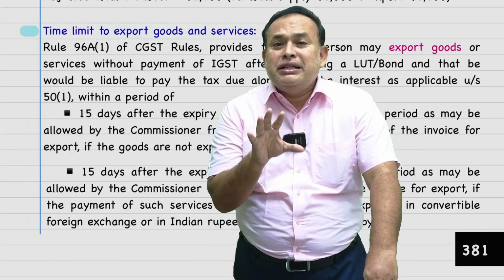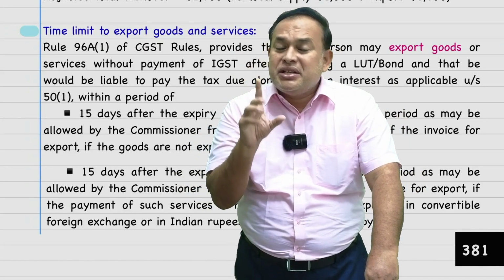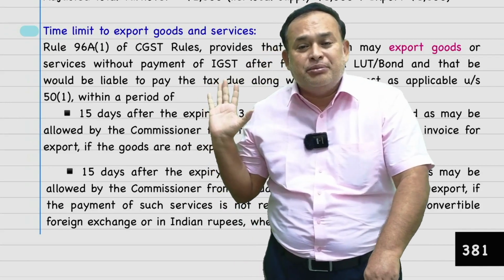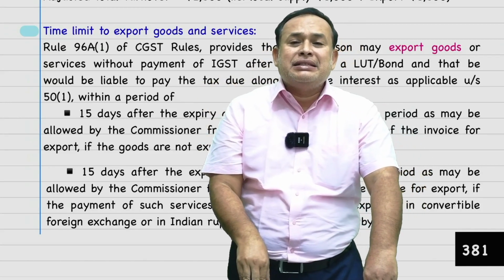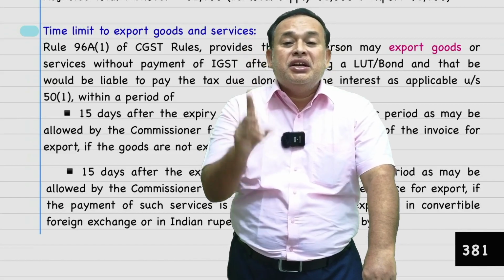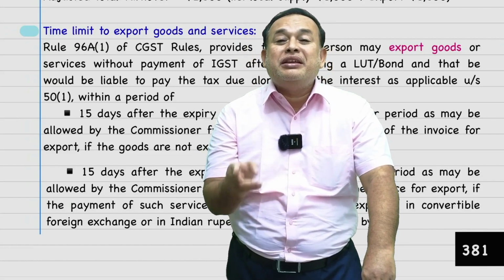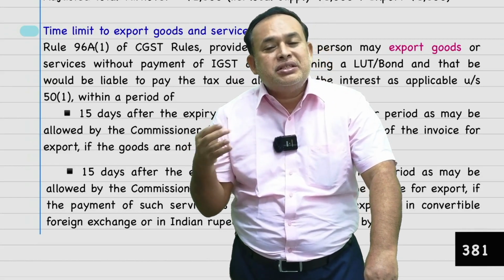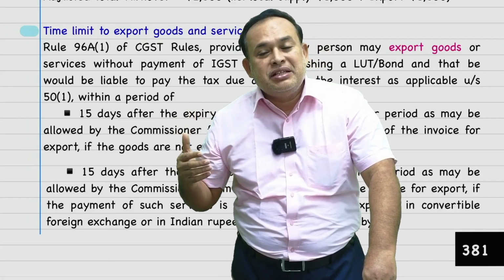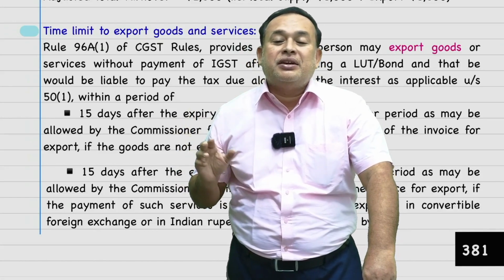If you are not in a position to export your goods or services within the time prescribed, you will have to pay the tax and interest within 15 days from the date of expiry of the time period. In case of goods, 3 months. In case of services, 1 year from the date of invoice.